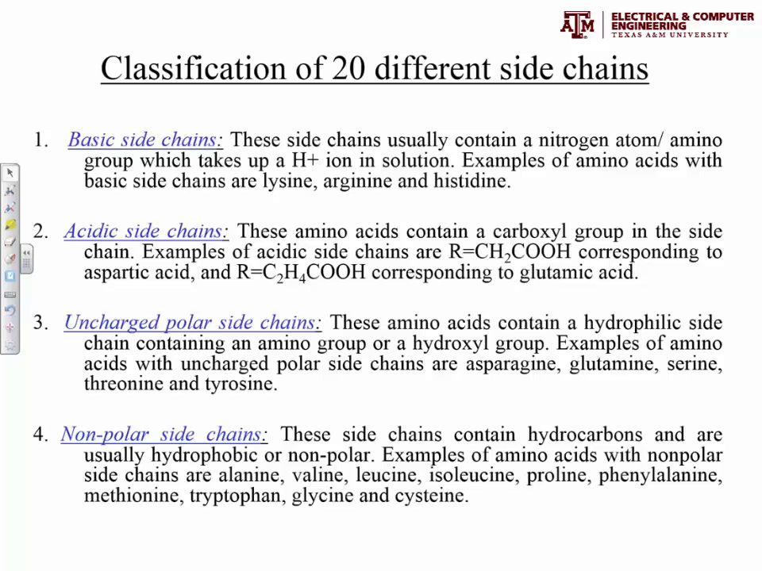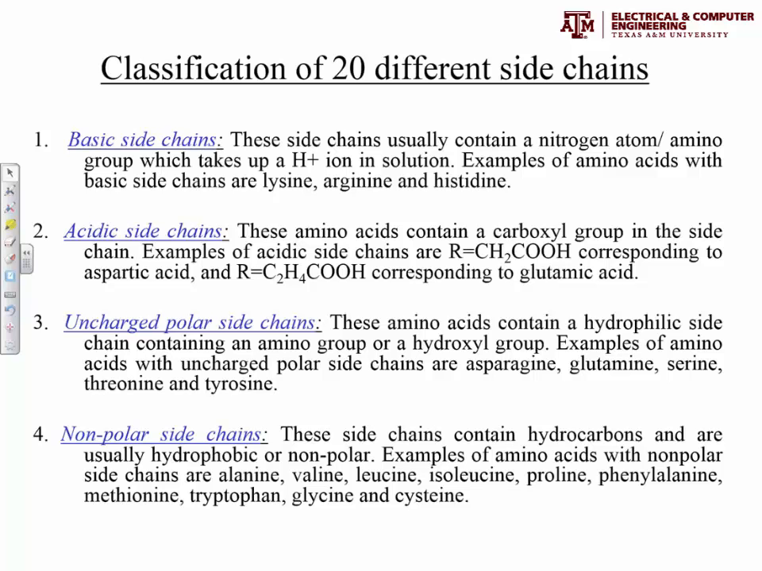So first, you have basic side chains. That means the R is going to have basic properties. So these side chains usually contain a nitrogen atom or an amino group. We know that amino group is a basic group because it reduces the hydrogen ion concentration in solution. It'll take up a hydrogen ion to form the ammonium ion. I already discussed that before. So these are basic side chains. Examples of amino acids with basic side chains are lysine, arginine, and histidine. And for us right now, all that is Greek.